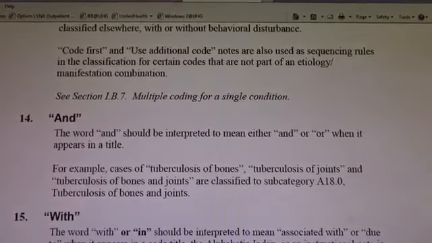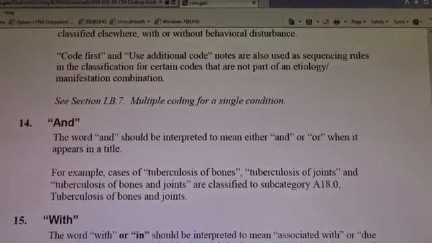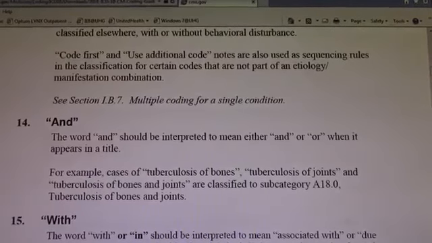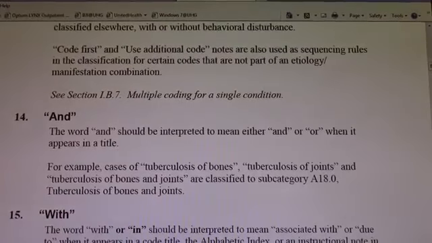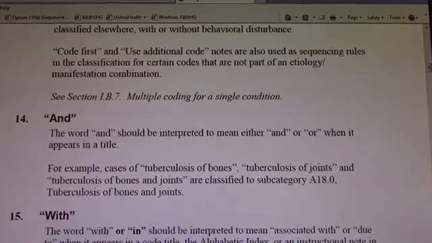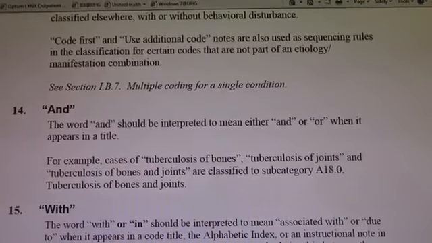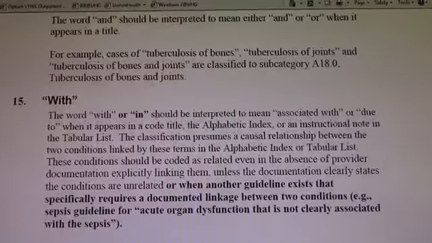So whether your physician says your patient has tuberculosis of bone, you'd use A18.0. If your physician says your patient has tuberculosis of the joints, you'd use A18.0. And if your physician says your patient has tuberculosis of bones and joints, you would still use A18.0. So that "and" helps you to understand that you're in the right place.